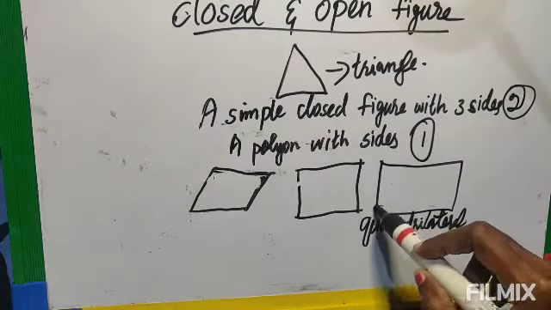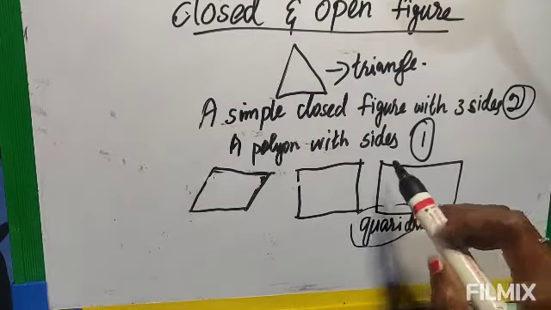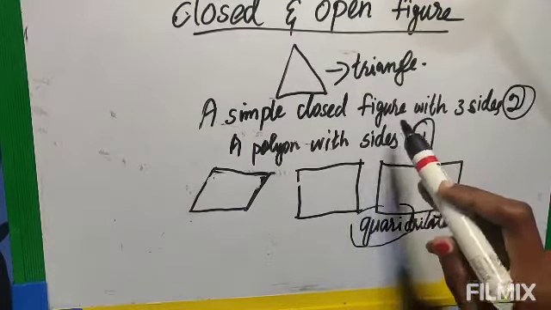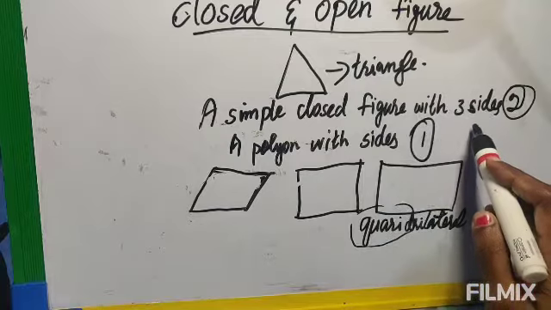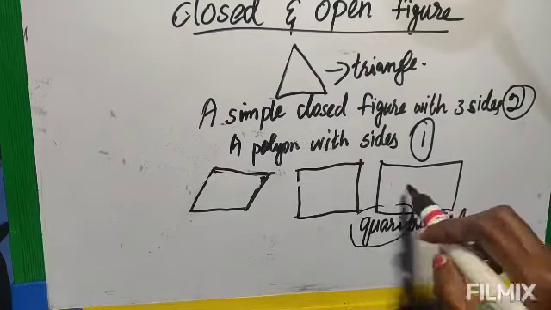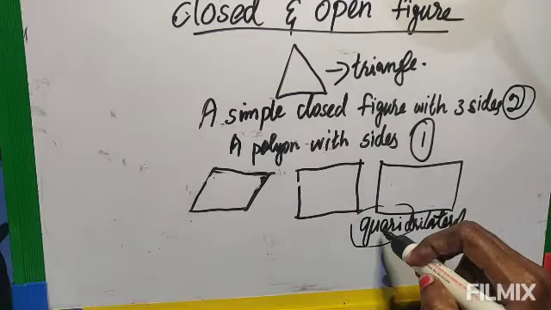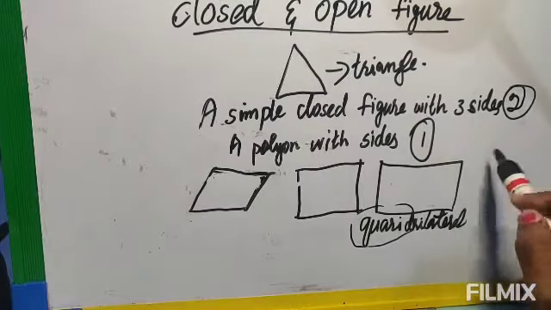So quadrilateral, how to remember? See, for all figures you have known, that name only will come. A polygon with three sides is called a triangle, but here quadrilateral, a different name is coming, no? So this is a new name, so you may think how to remember, no? For that I will explain to you.